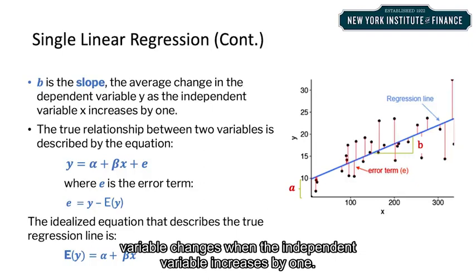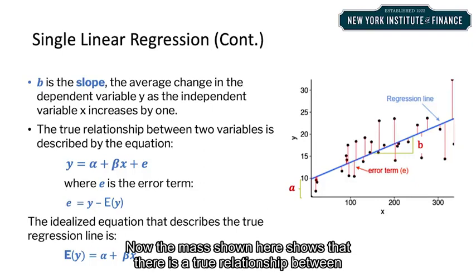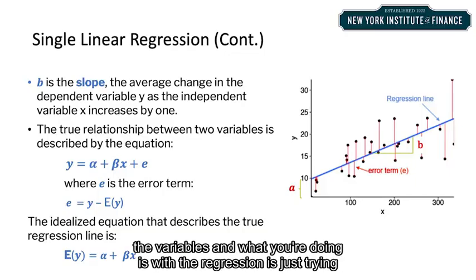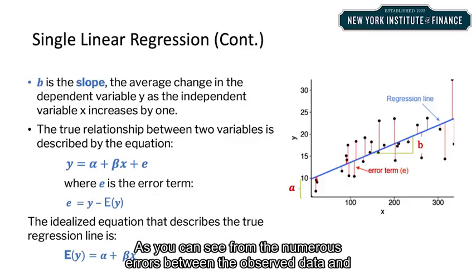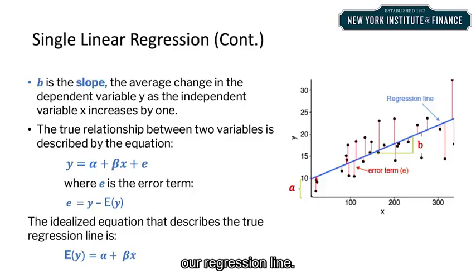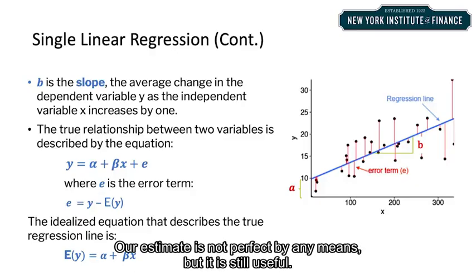Now the math shown here shows that there's a true relationship between the variables, and what you're doing with a regression is just trying to estimate that true relationship. As you can see from the numerous errors between the observed data and our regression line, our estimate is not perfect by any means, but it is still useful.